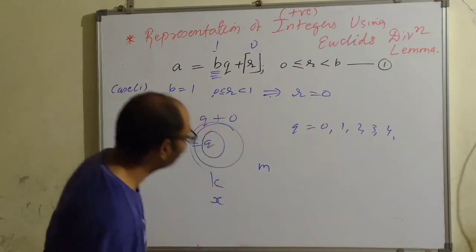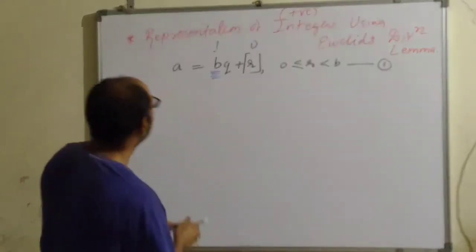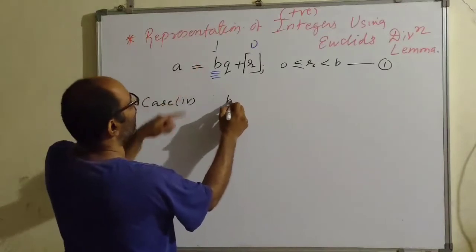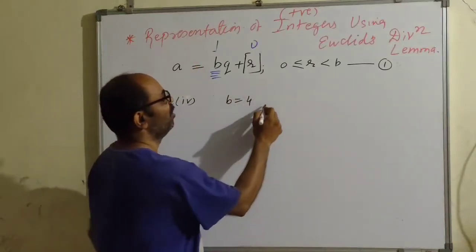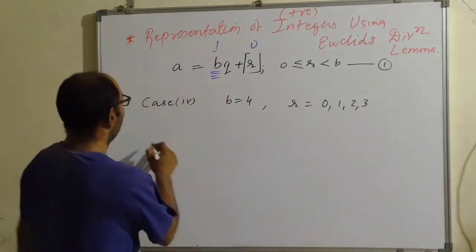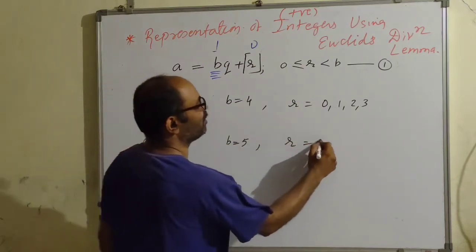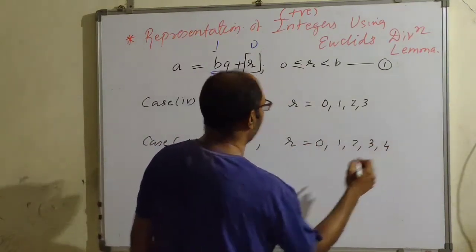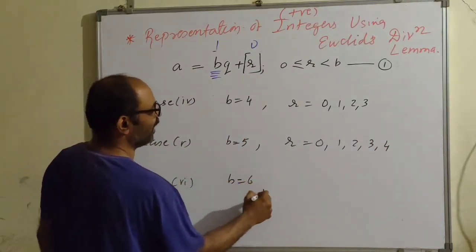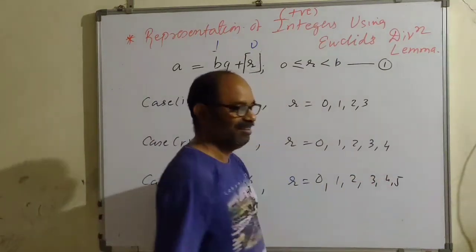Alright. Children, would you like to take case 4? Take b equal to 4, divisor 4. So remainder, I am writing directly now, 0, 1, 2 and 3. Case 5, b equal to 5. So remainder will be 0, 1, 2, 3, 4. Case 6, b is equal to 6. Remainder is equal to 0, 1, 2, 3, 4, 5.